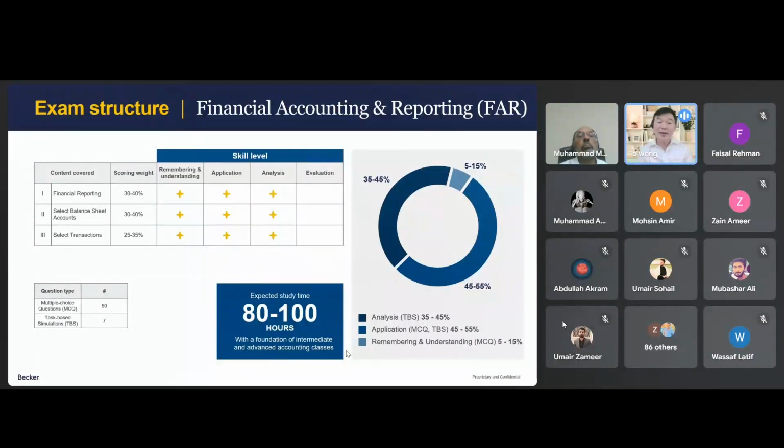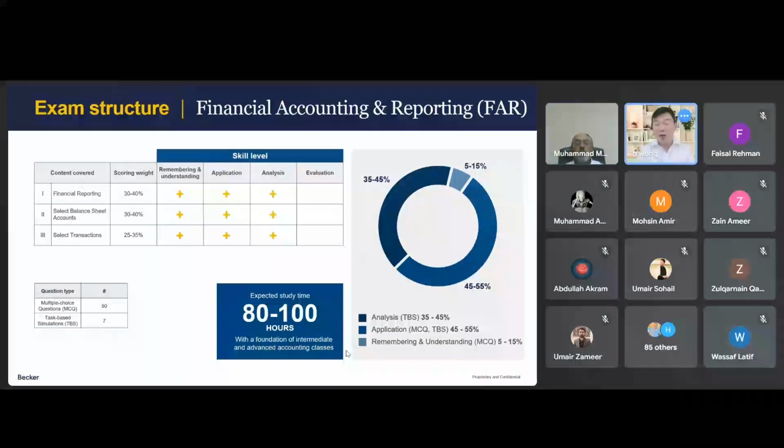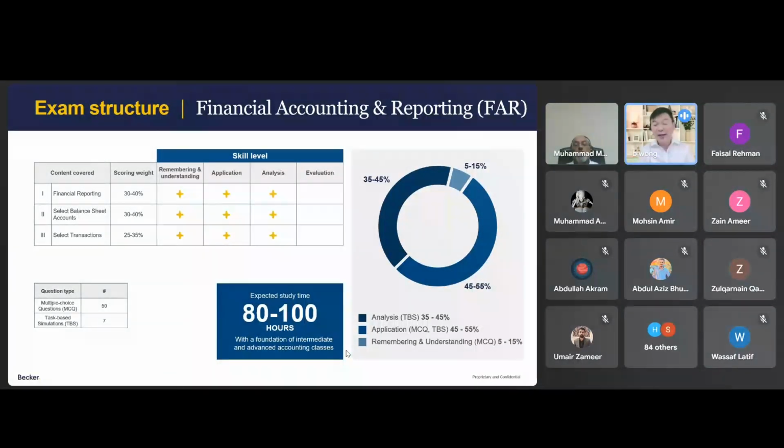The study time that you need is about 80 to 100 hours based on our estimate, but this is more for American students, assuming you already have a foundation of intermediate and advanced accounting courses. For international students, I would suggest you spend a bit more time on that.